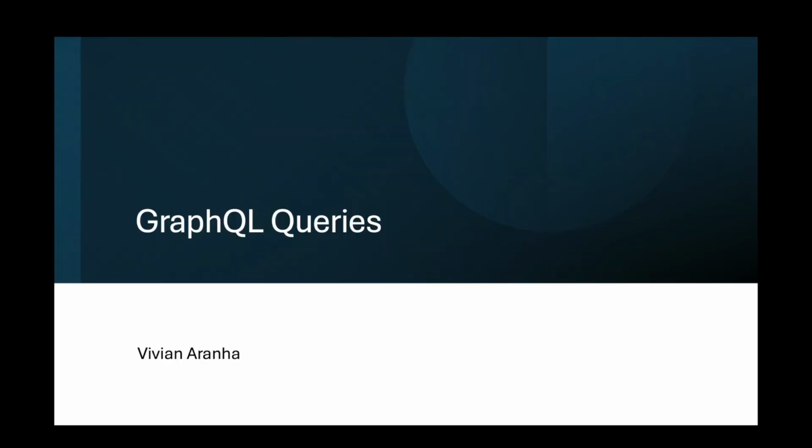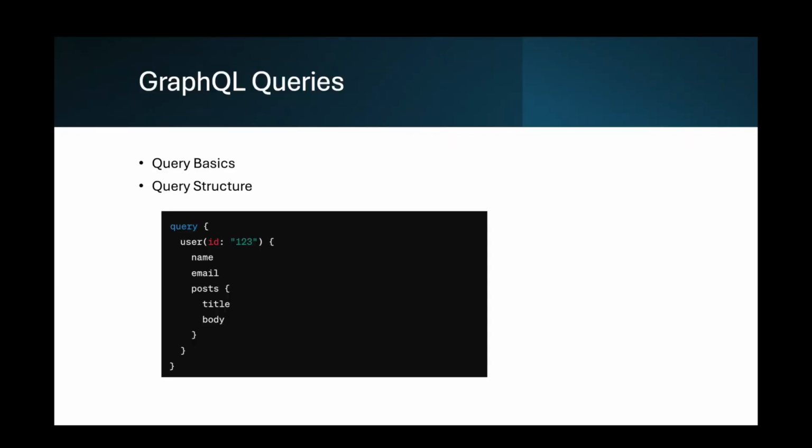Now let's go over the GraphQL queries. Now, let's go over some of the query basics. In GraphQL, queries are used by clients to request data from a GraphQL server. And unlike traditional REST APIs, where each endpoint corresponds to a specific resource, GraphQL APIs have a single endpoint, and clients can specify exactly what data they need in their queries.